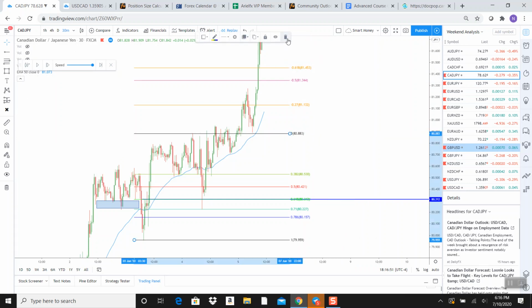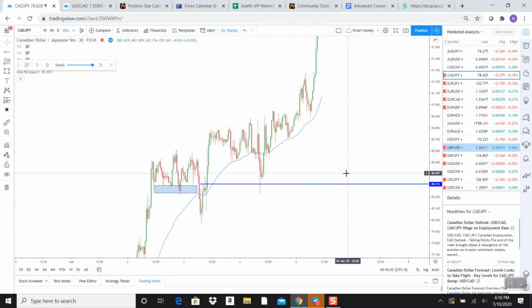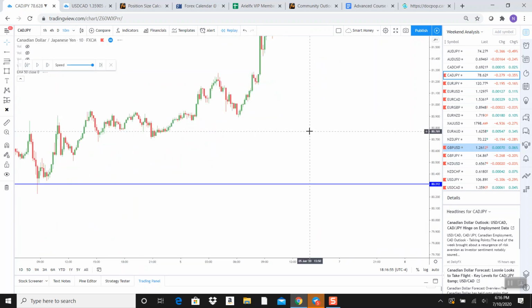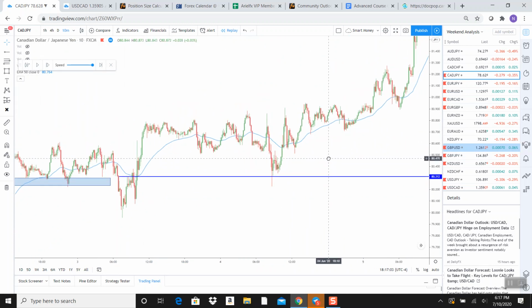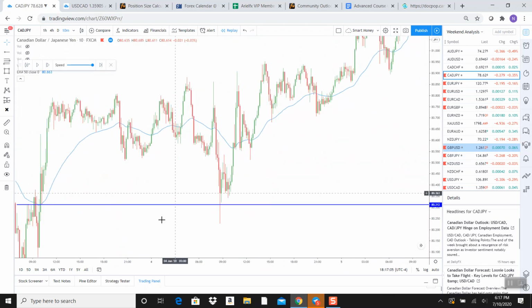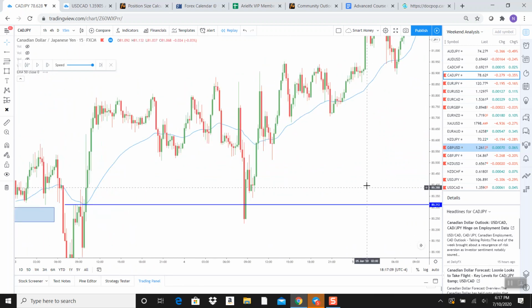Let's get rid of this again. All right, now we can scale into this. Check it. 10-minute, because what we got here is our mitigation, or you could have gone here. That would have been a better mitigation right there. But we're going to go for the sake of that 45-minute. That would have been your entry. 15-minute. Perfect. Again, guys, check this out.